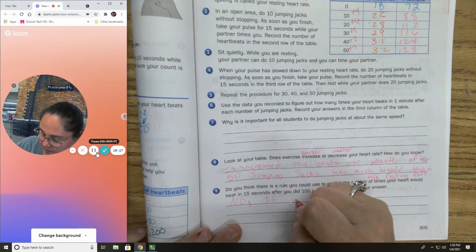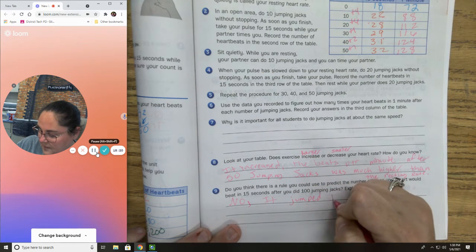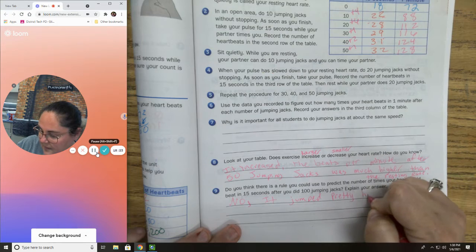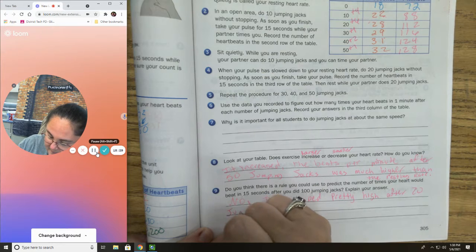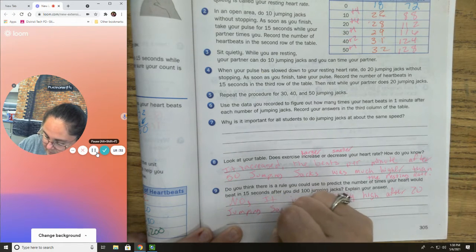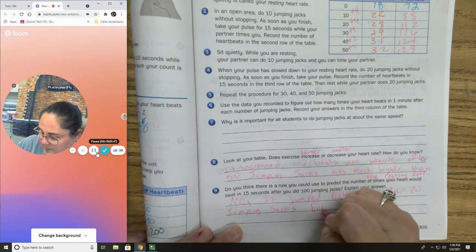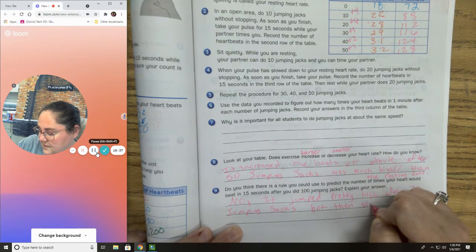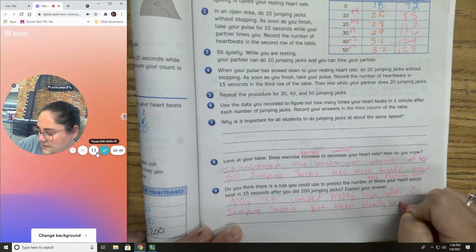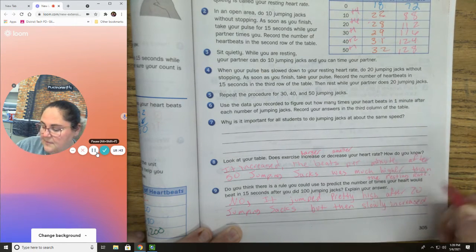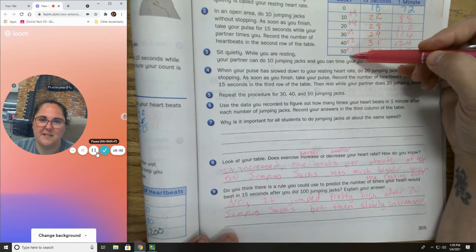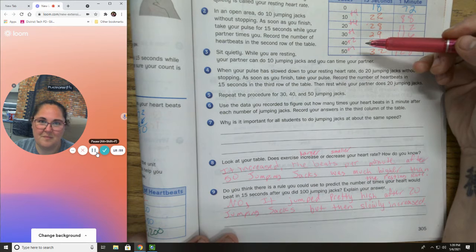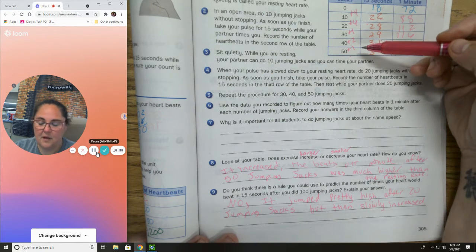It jumped pretty high after 20 jumping jacks, but then slowly increased. So basically that means that at 20 it jumped big time. It grew 6 beats a minute, or 6 beats every 15 seconds. After that, it was only about 4 or 5 beats a minute, 6 beats a minute, 8 beats a minute. Okay. Why do you think that is?